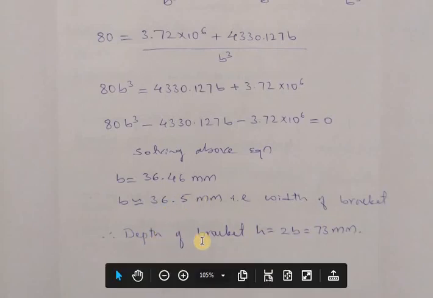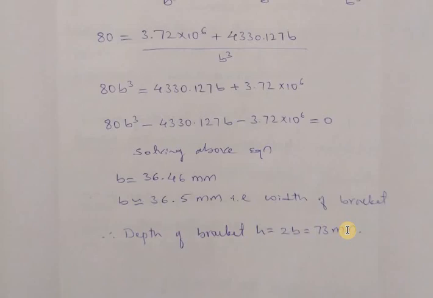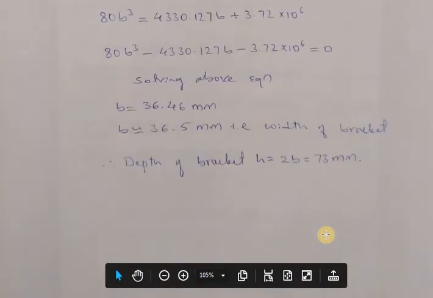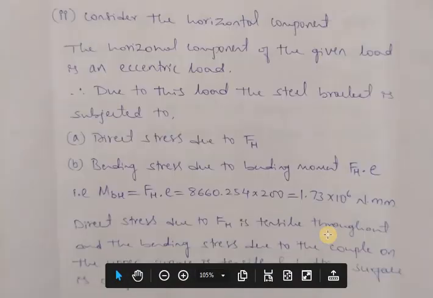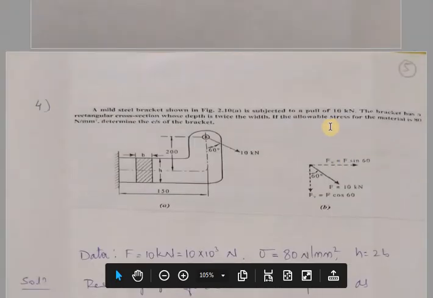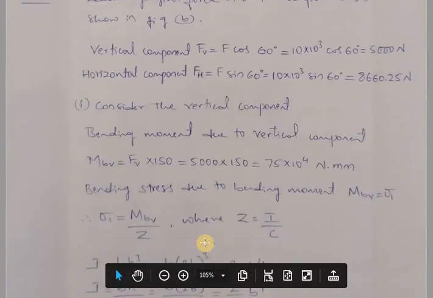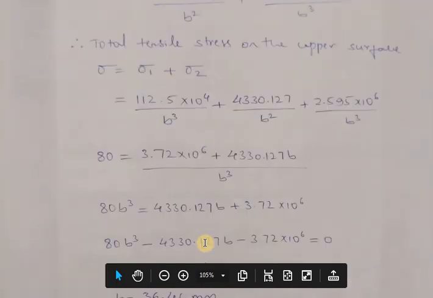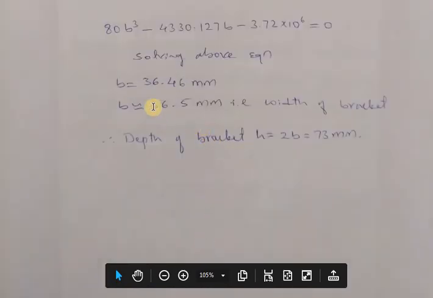mm, and the depth of the bracket h is equal to 2 times b. So 2 times this, you will get 73 mm. So here we have calculated the value of the cross section, that is b and h. This is the solution for the given problem, because this is what they had asked in the question: determine the cross section of the bracket, that is b and h. So this is the solution.